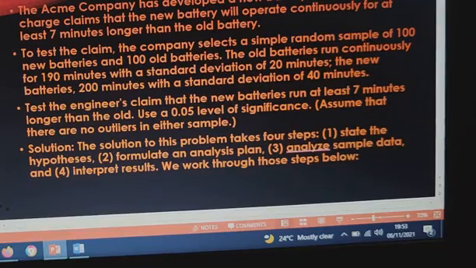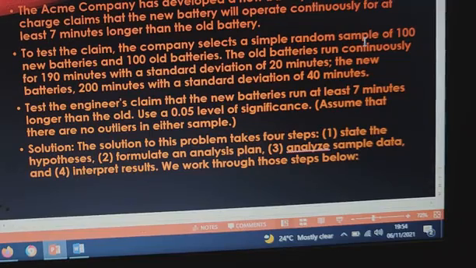The Acme company has developed a new battery. The engineer in charge claims that the new battery will operate continuously for at least 7 minutes longer than the old battery. To test the claim, the company selects a simple random sample of 100 new batteries and 100 old batteries. The old batteries run continuously for 190 minutes with a standard deviation of 20 minutes, the new batteries, 200 minutes with a standard deviation of 40 minutes.